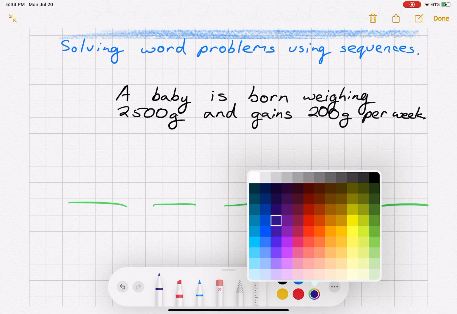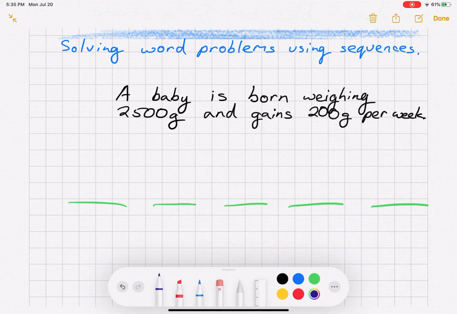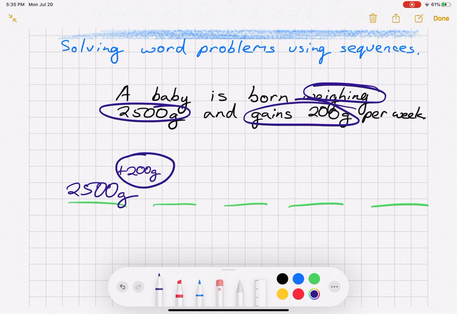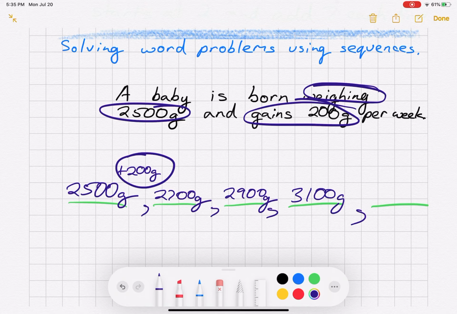Okay, so a baby is born and it weighs 2,500 kilograms. Or 2,500 grams. Kilograms would be an enormous baby. And it gains 200 grams each week. So 200 grams, and I'm going to add that. Okay, so going 5 terms, I would be 2,500, 2,700, 2,900, 3,100, and 3,300.